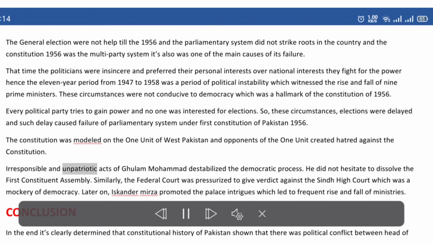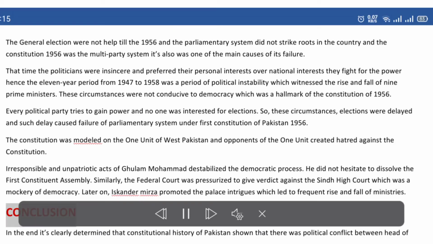Irresponsible and unpatriotic acts of Ghulam Mohammed destabilized the democratic process. He did not hesitate to dissolve the First Constituent Assembly. Similarly, the Federal Court was pressurized to give a verdict against the Sindh High Court, which was a mockery of democracy. Later on, Iskandar Mirza promoted palace intrigues, which led to frequent rise and fall of ministries.